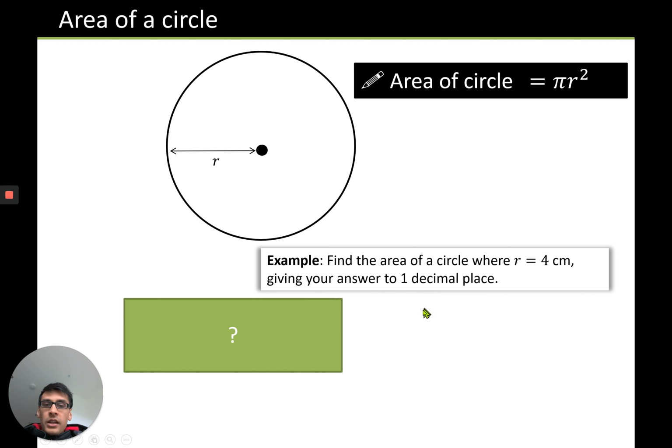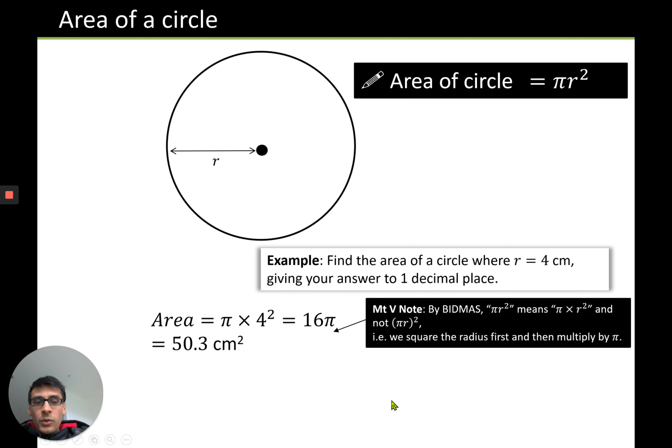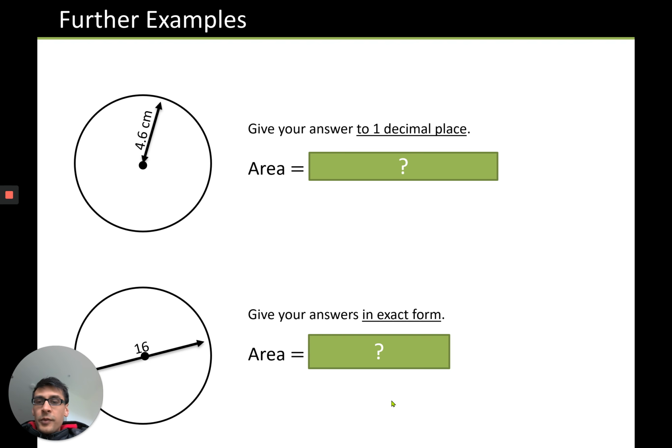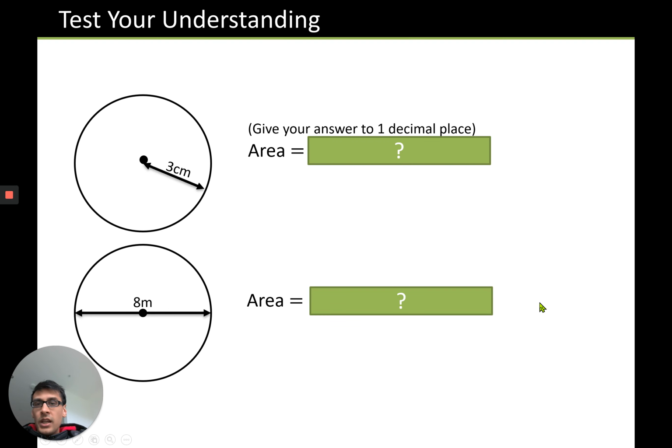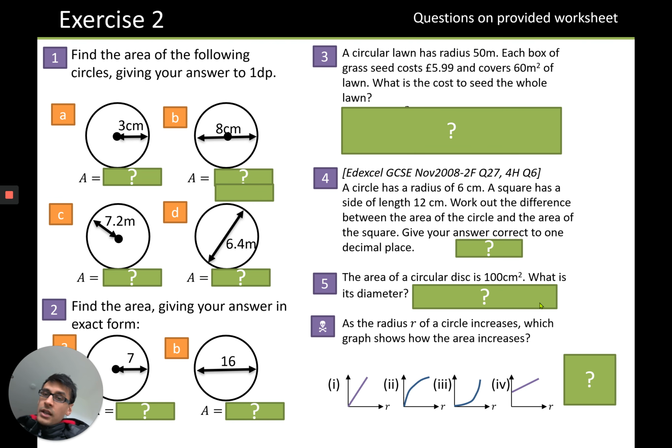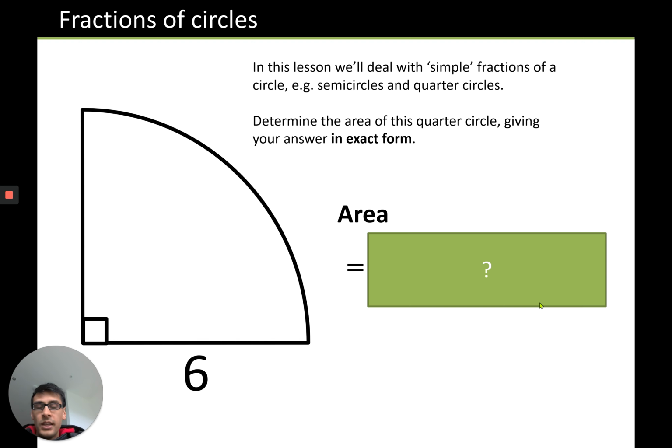Okay, so you can copy that into your books if you want to, and there's just an example of the area of a circle. A few more examples here. You can try these now and then continue the video in 2 seconds. Okay, question 1, you should get 66.5, and question 2, 64 pi. Now, this exercise, just like the previous video, is not going to be compulsory. If you want to do some practice, you can do this exercise. I'll give you the PDF for this with the answers.